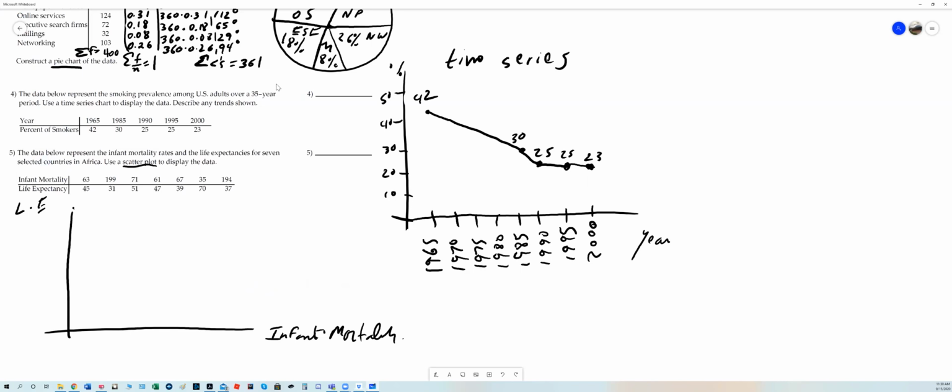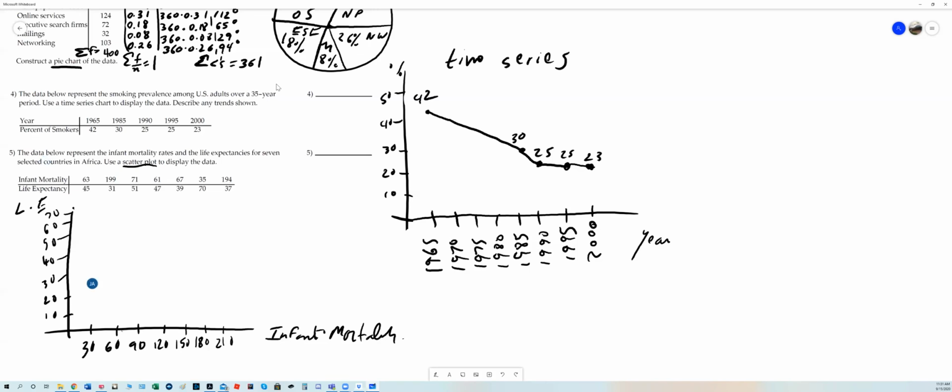So if you look at your infant mortality, and this is kind of important, it goes from 35 to basically 199, 200. So I'm going to go ahead and pick a scale here of 50. Now, you know what? Let's do 30s. 30, 60, 90, 120, 150, 180, 210. And then life expectancy goes up to 70. So I'm going to go in 10s. 10, 20, 30, 40, 50, 60, 70.